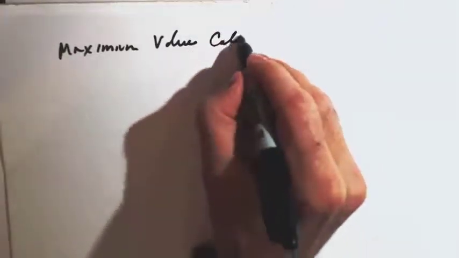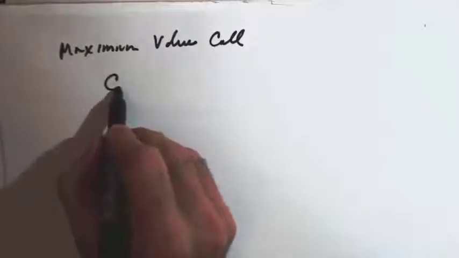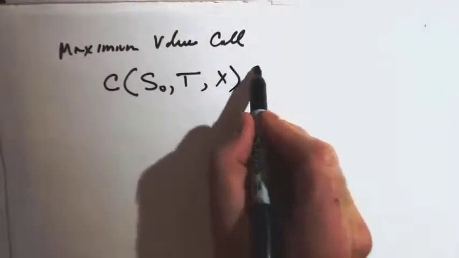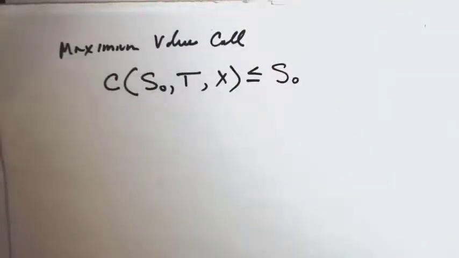And we're going to look at call options now. Okay, so we're going to look here at the maximum value a call can be. Let's use that notation again: C(S0, T, X), stock price today, expiration time as a fraction of a year, and the strike. That's going to be less than or equal to the stock price today.